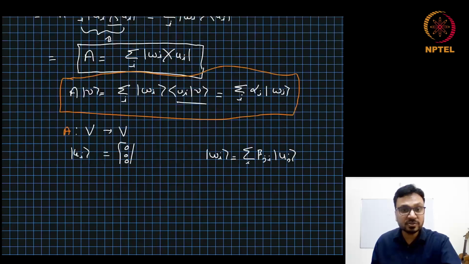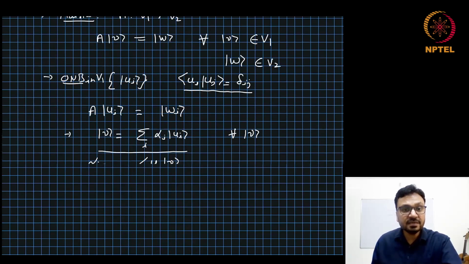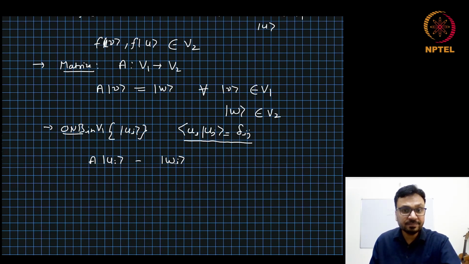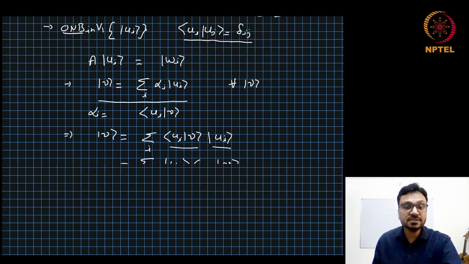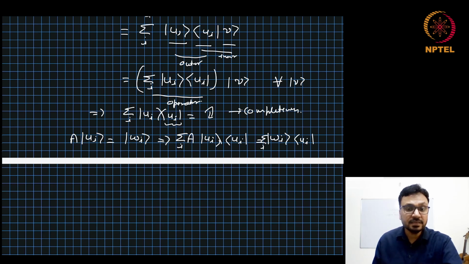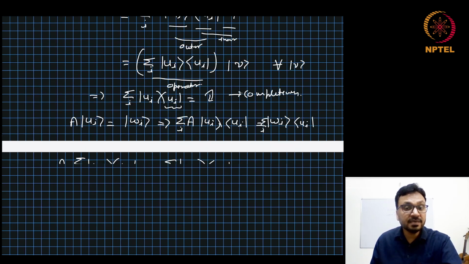So now let us recapitulate what we did. We are given a linear operator A which acts on a vector space V1 and results in V2. Now we want to find a matrix representation of A. To find the matrix representation, first we realize that if we apply the operator A on an orthonormal basis Ui, we get a corresponding vector omega i. And by using the completeness relation of the orthonormal basis, we find that A is indeed the sum over i of omega i outer product Ui.